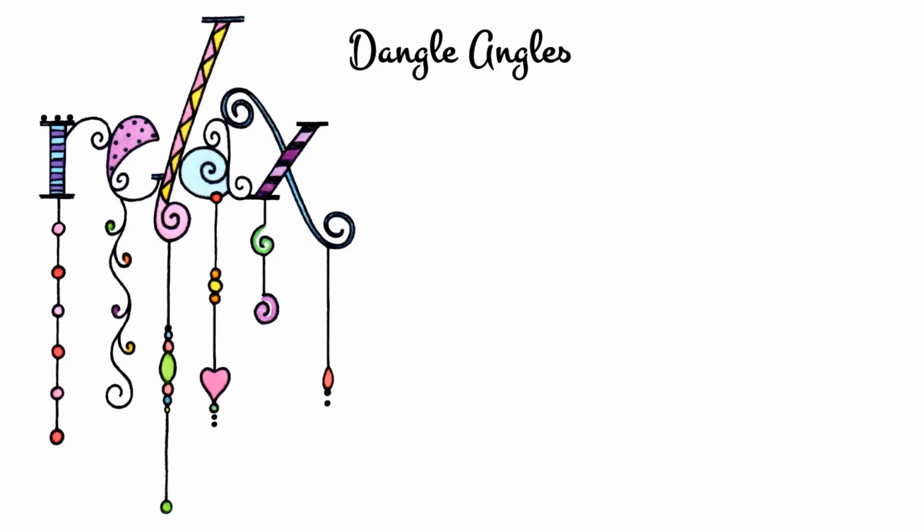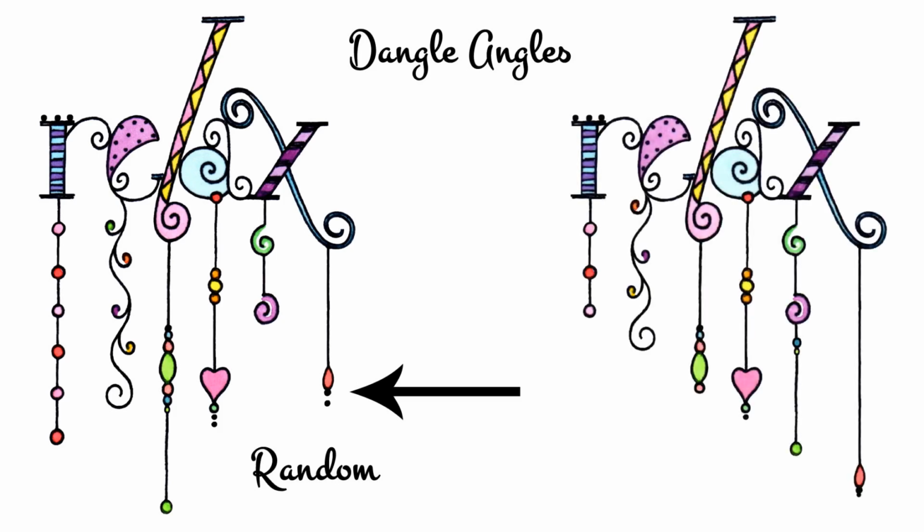The first word is the word relax. I created it randomly, only with the last few dangles being at a downward slant. And when you compare it to the next word, relax, you will see where I've deliberately made the entire set of dangles go at a downward slant. What a downward slant tends to do is create a more calming effect.